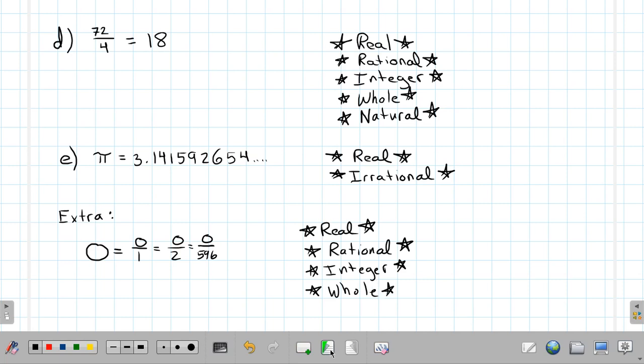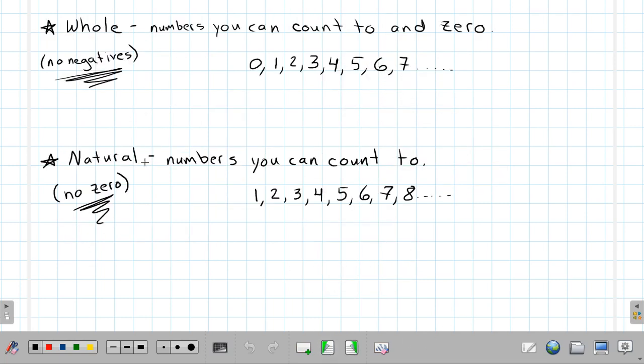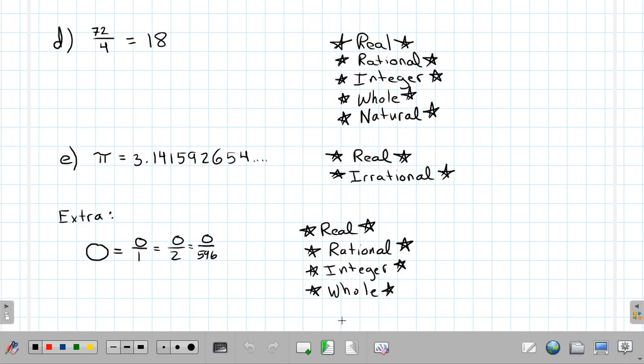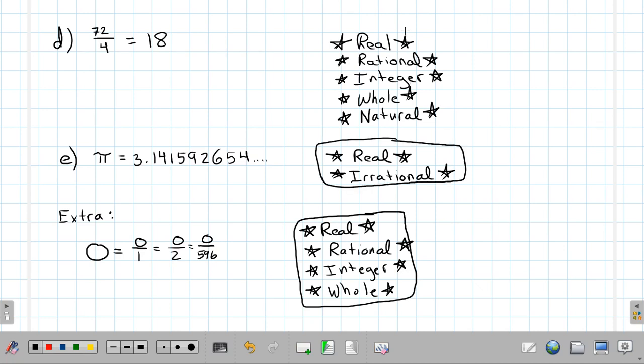And lastly, we need to check, well, is it a natural number? Well, 0 is not a number you can count to. Once again, you can't count to 0, so in this case, it's not a natural number. Once again, this little note here: no zeros in the naturals. So this is only real, rational, integer, and whole. And I forgot to circle these, so I'll go ahead and do that. But this is how you go about classifying numbers.